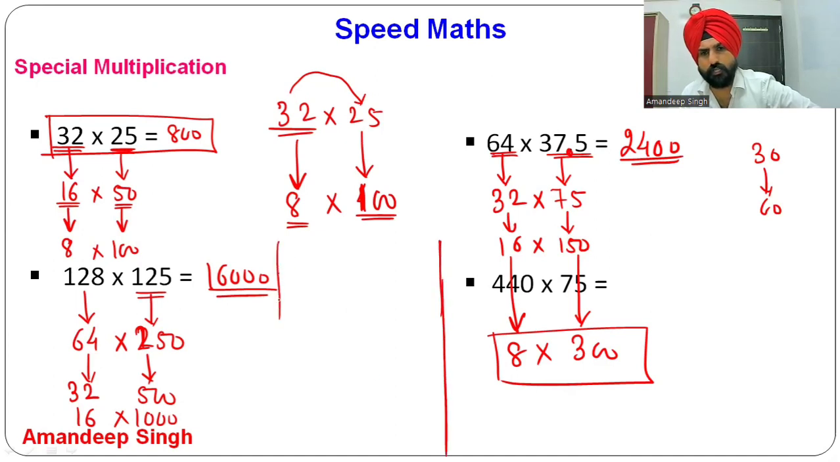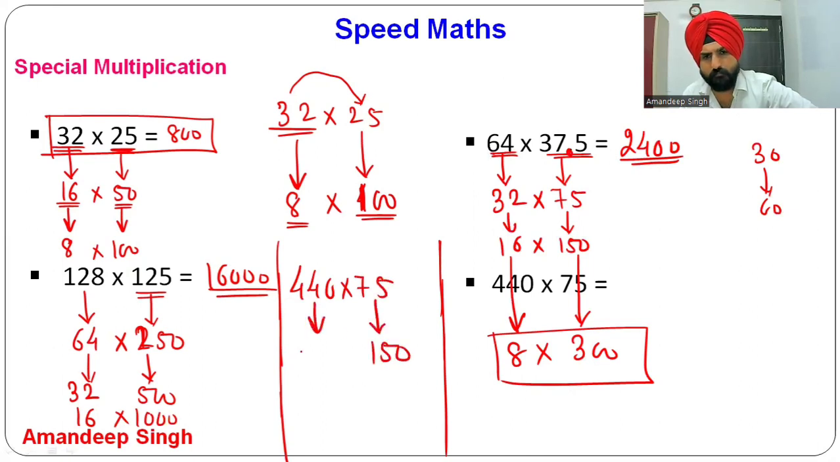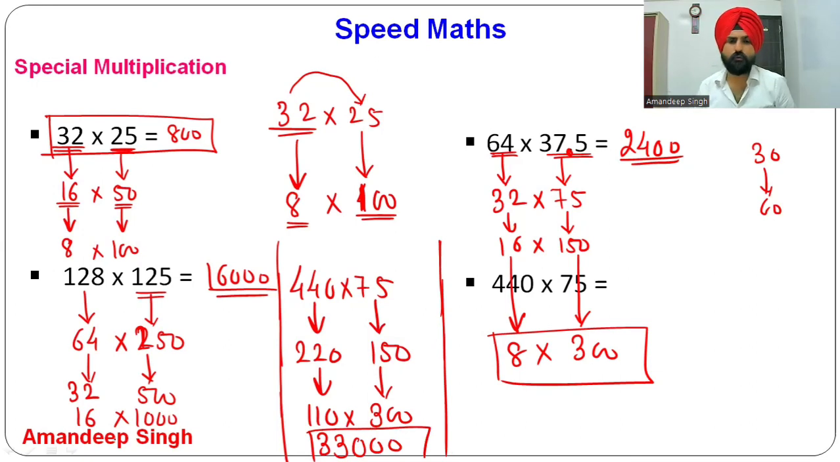It's 440 into 75. You always have to do double of the number which has 5 in it, right? 75, double is 150. What is half of this number? It is 220. What is double of 150? It is 300. And what is half of this number? It is 110. Can you do the multiplication? Yes, it's 33300. That's my answer, right? So always make double of the number which ends with 5, right?